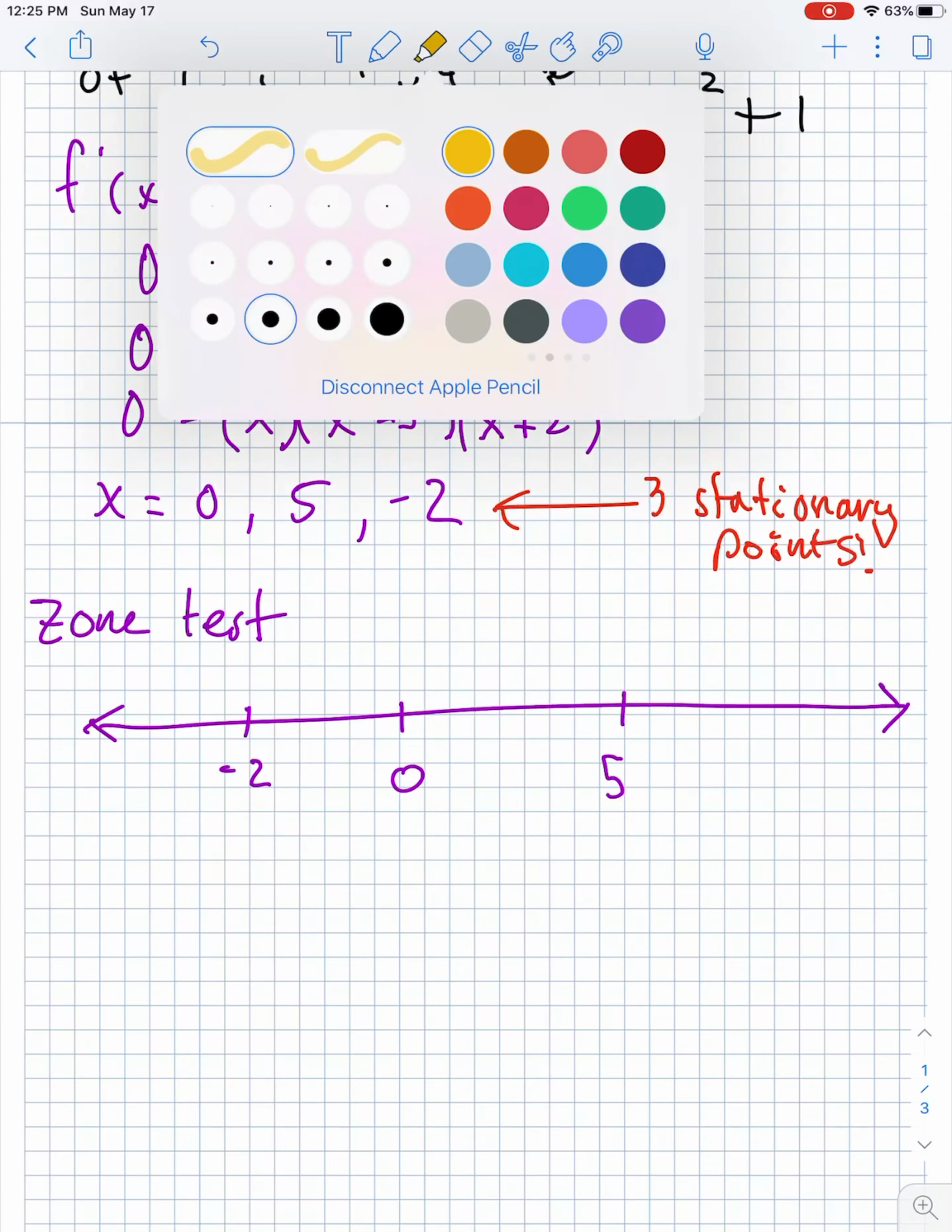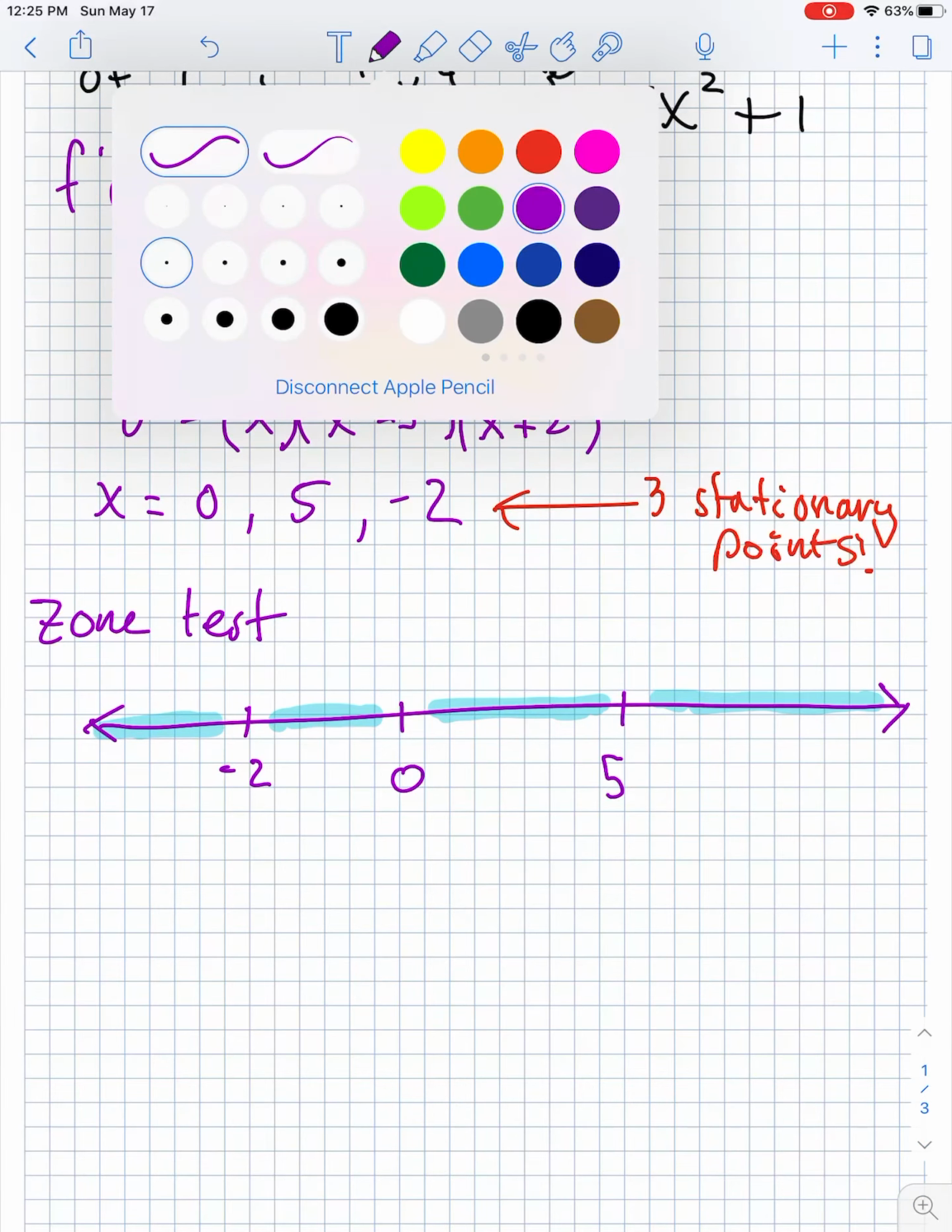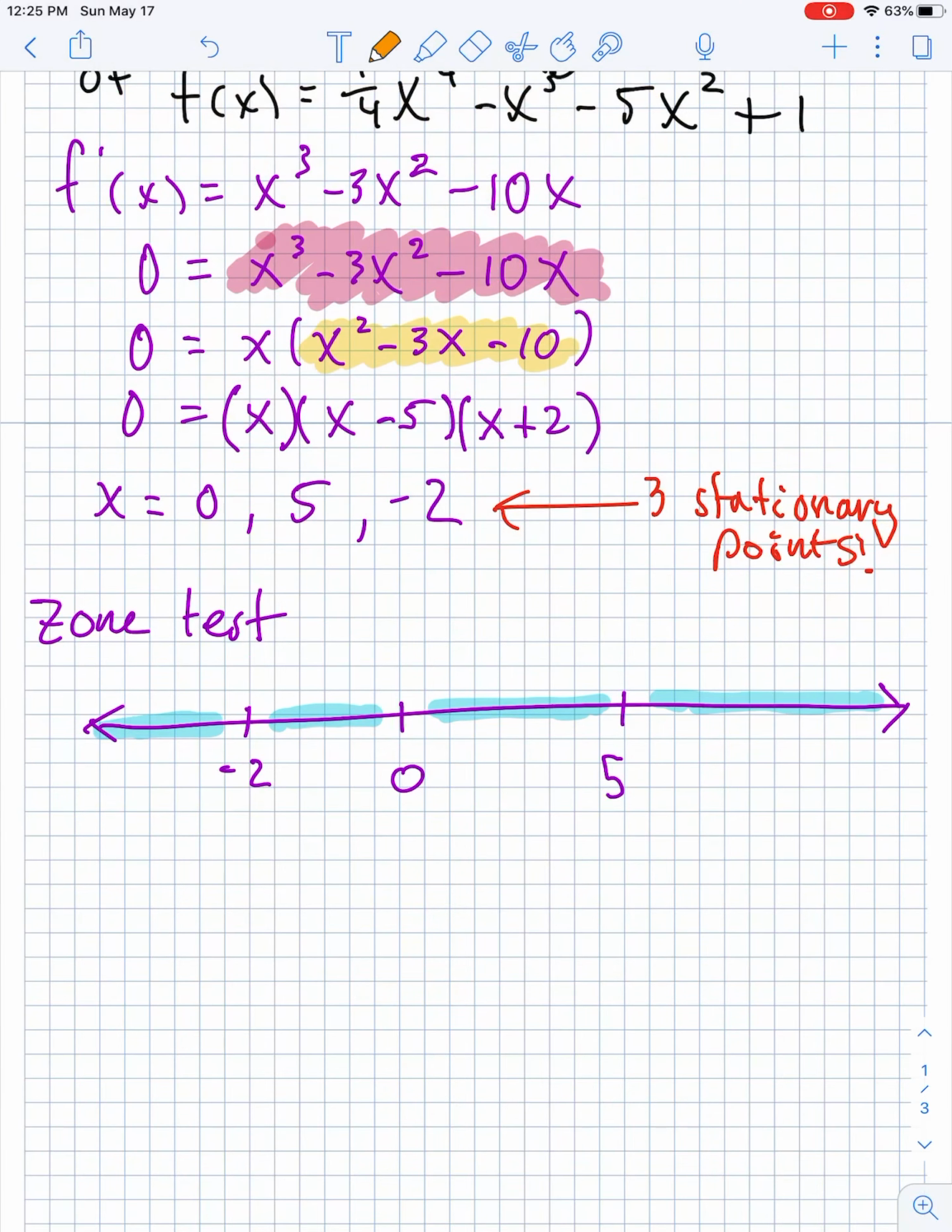Now, you guys, we have to test 4 zones, actually. We have to test this zone to the left of negative 2, in between negative 2 and 0, in between 0 and 5, and anything to the right of 5. This is where it's a choose your own adventure. You can just choose any numbers that you want. I'm going to choose negative 3, negative 1, positive 1, and 6.